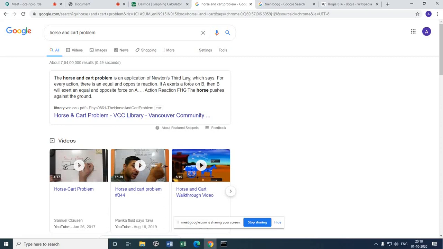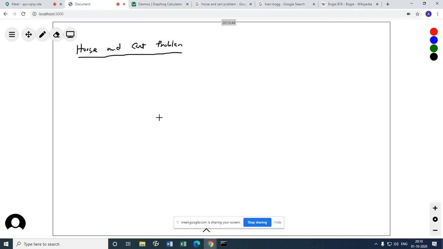The horse and cart problem is the application of Newton's third law, which says for every action there is an equal reaction. If A exerts a force on B, then B will also exert a force. Action, reaction: the horse pushes against the ground. Now if both of them are pushing each other, so how come the cart moves forward? So this is the cart here.